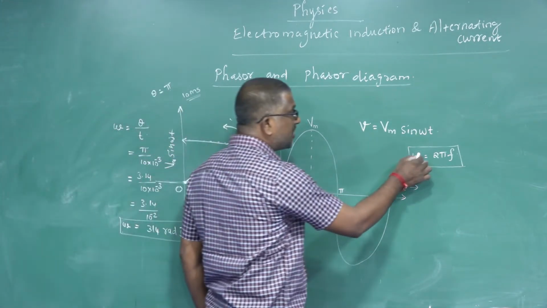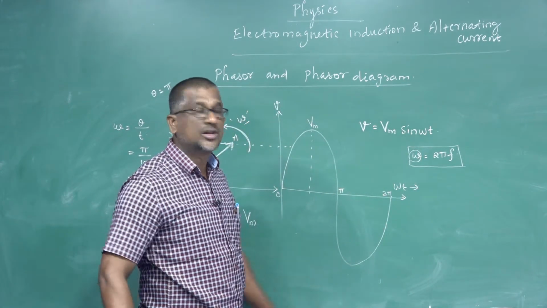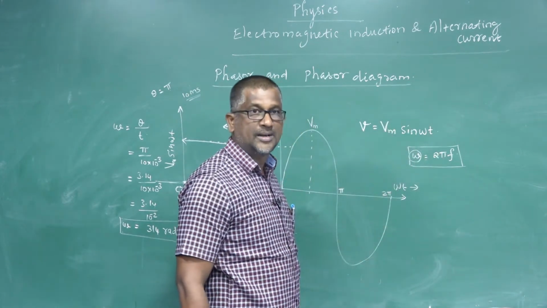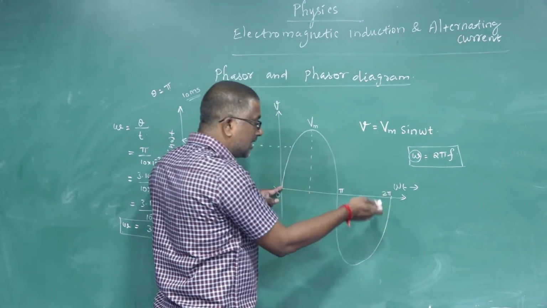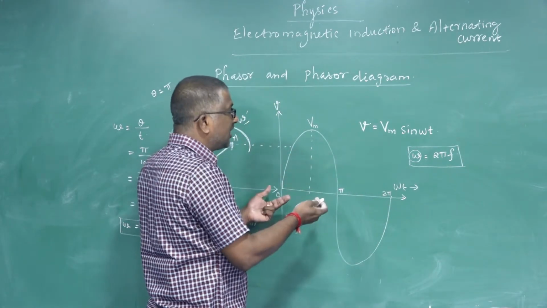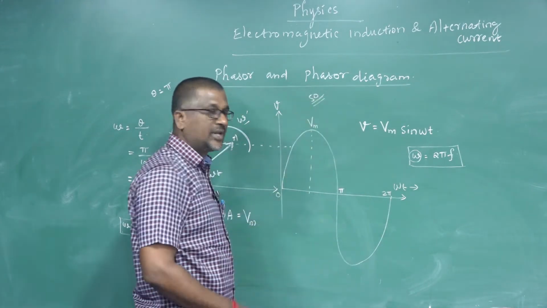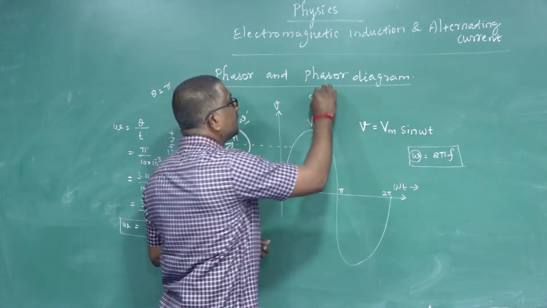And here omega is the angular frequency of the sinusoidal alternating voltage, which is equal to 2 pi times the linear frequency. Suppose the number of cycles completed by the alternating voltage in 1 second is 50. Then the linear frequency of this alternating voltage is 50 hertz.